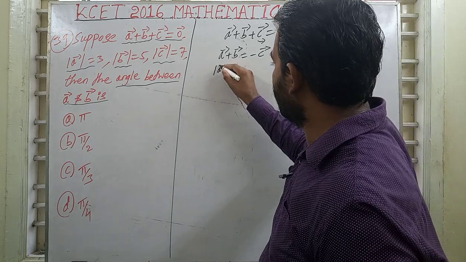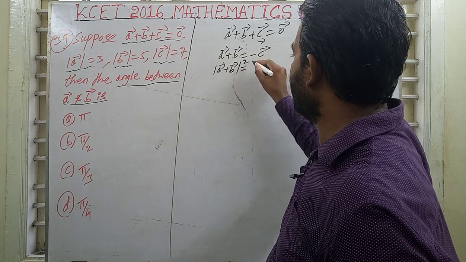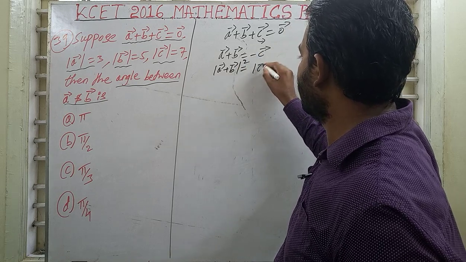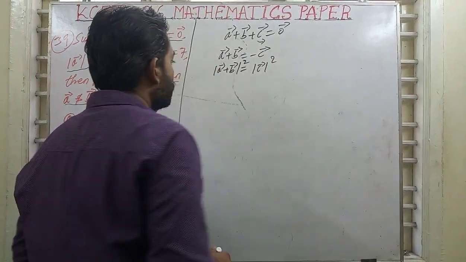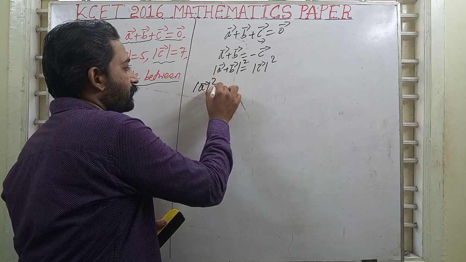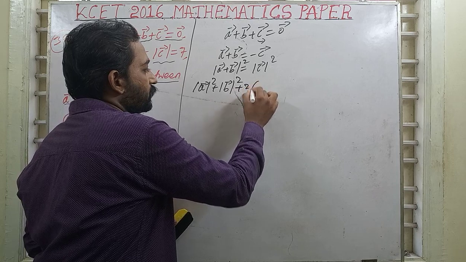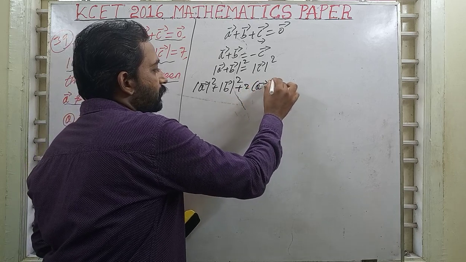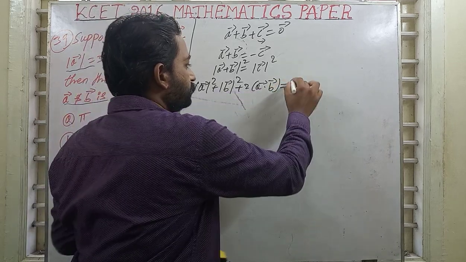So magnitude of A plus B, and also squaring on both sides. So minus becomes plus, magnitude of C square. Using the formula for A plus B whole square in vectors, this becomes magnitude of A square plus magnitude of B square plus 2 into A dot B is equal to magnitude of C square.